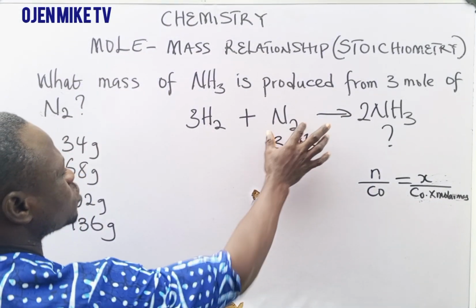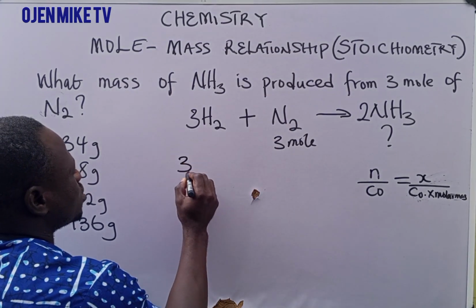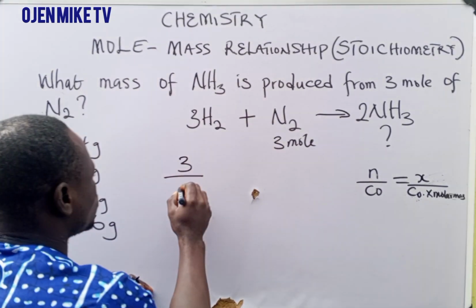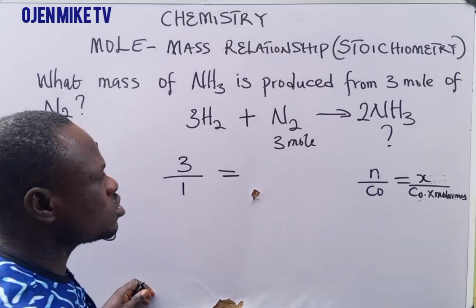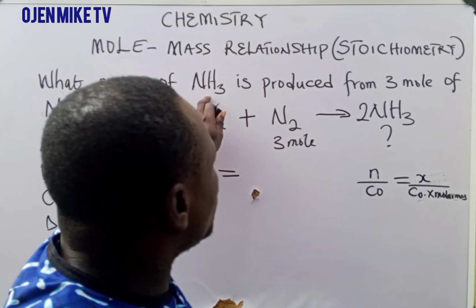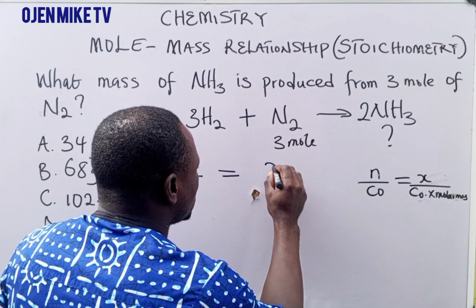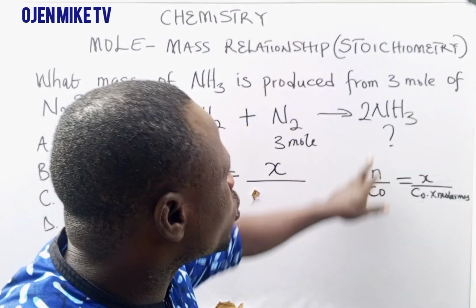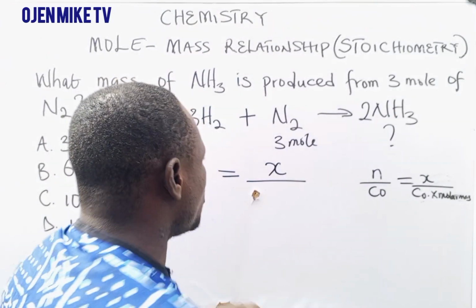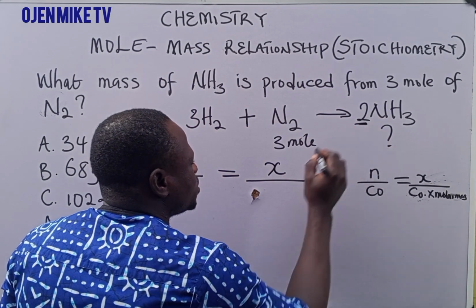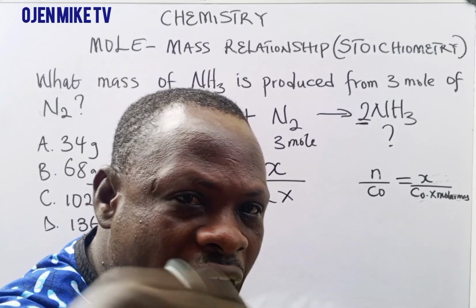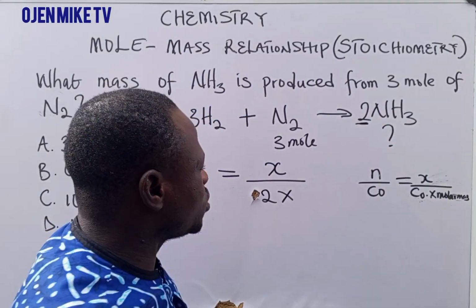In this case, what is the mole you are given? The mole of nitrogen is 3, divided by its coefficient, which is 1, is equal to what you are asked to find, the mass of ammonia. You say X because you are looking for it, divided by the coefficient of ammonia, which is 2, multiplied by the molar mass of the ammonia you are asked to find.